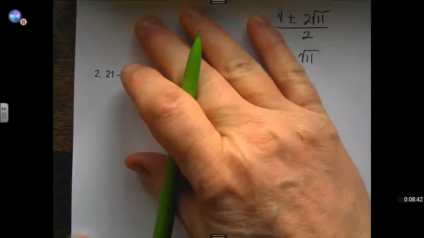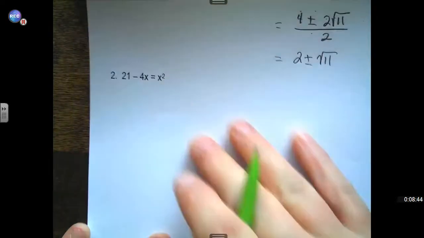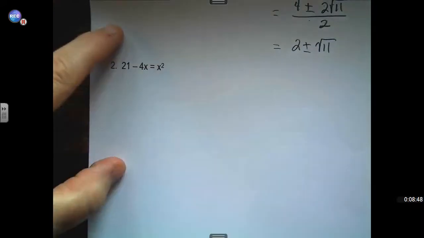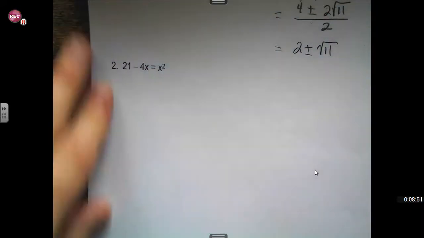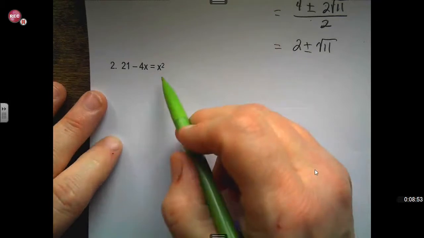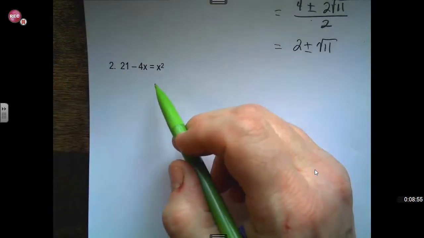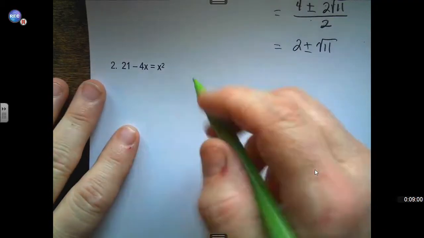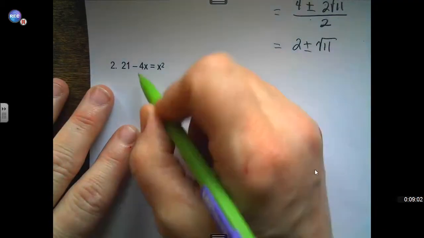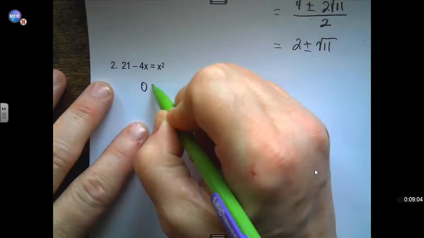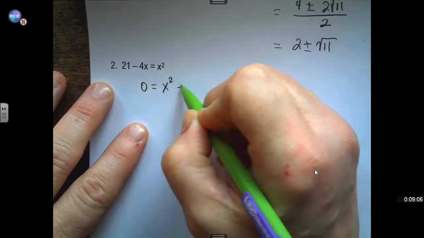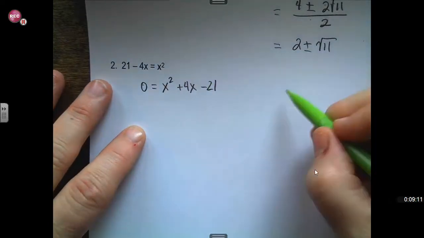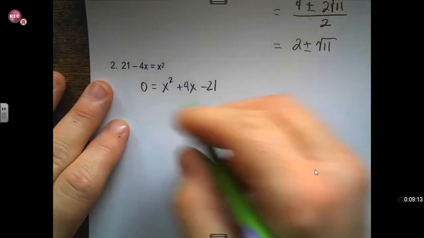So just like with the previous problem, I said the first thing we need to do is get it in standard form. On this particular equation, to do that, I'm going to move everything to the right side because that's where my x squared is. I have a partiality to my x squared term being positive, so everything is going to the right. So I'm going to have 0 equals x squared plus 4x minus 21. And then I just go into the quadratic formula.